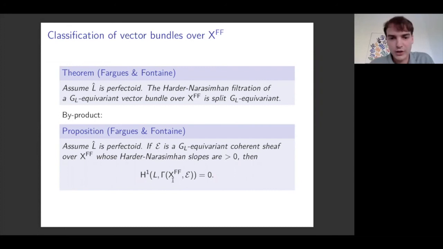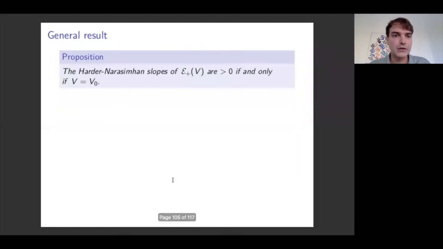And so now that's exactly the kind of result we were looking for to study E calligraphic plus, and therefore E plus. And so that's what I did. And so the first proposition is that the Harder-Narasimhan slopes of this E calligraphic plus are exactly strictly greater than zero when V is equal to this V zero.